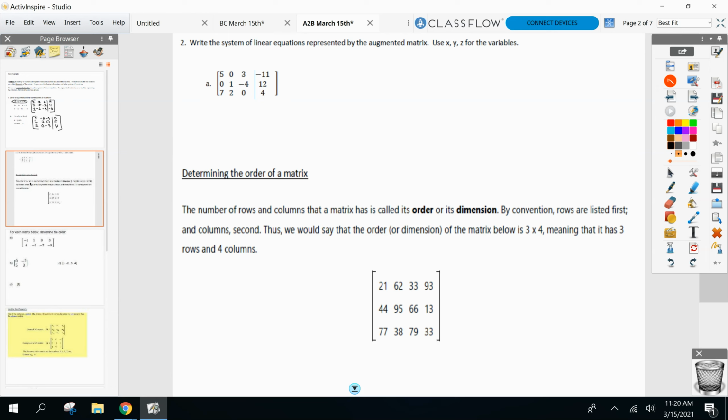So equation 1: 5x, there is no y, there's a 0 there, so plus 3z equals negative 11. No x in the second one, just y minus 4z equals 12. And then 7x plus 2y, no z here, equals 4.